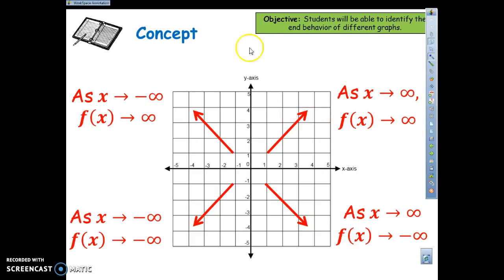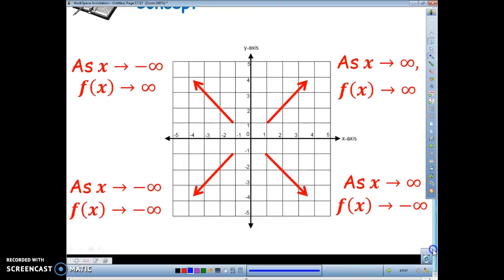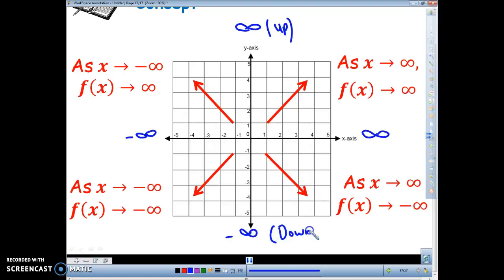I would also like you to write in your notes in this section, please add positive infinity up here, negative infinity down here, positive infinity over here, and negative infinity over here. And actually in parentheses, I want you to write up. Parentheses down here, I want you to write down. Over here, I want you to write right. And on this side, I want you to write left.